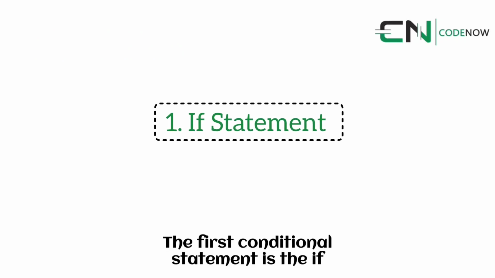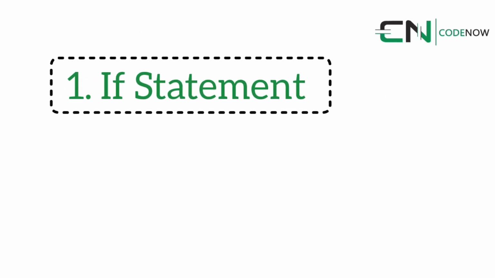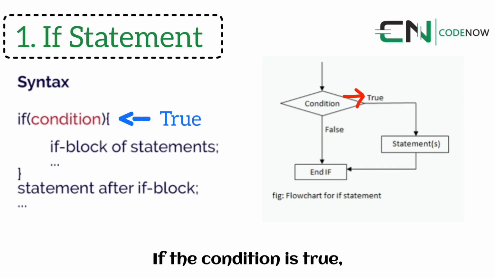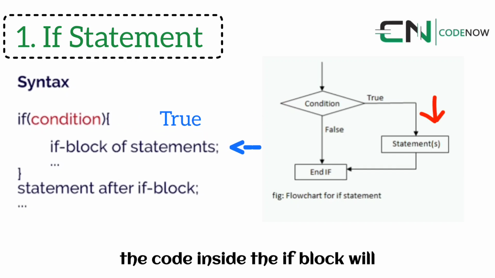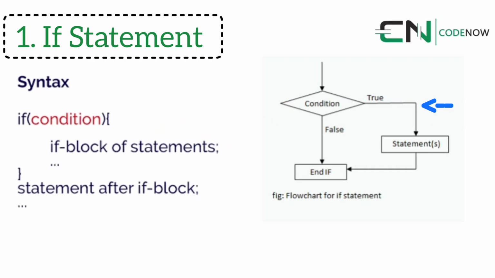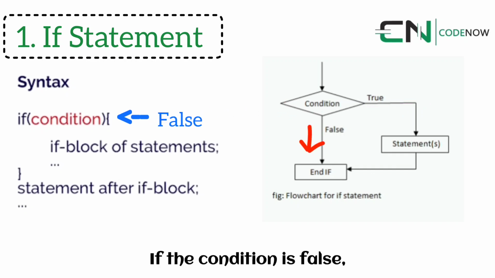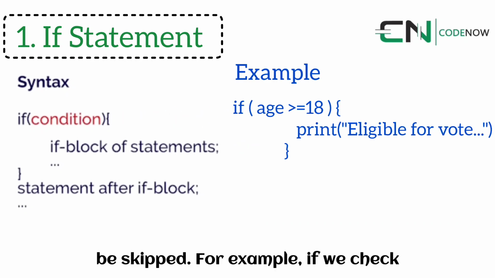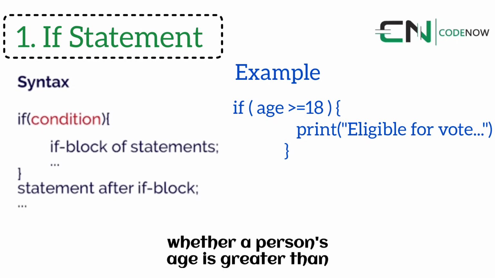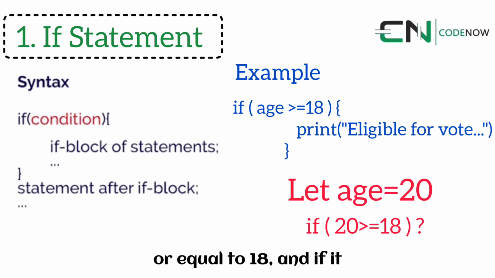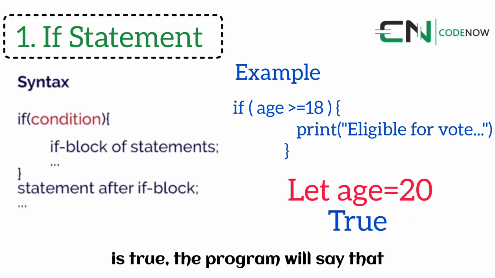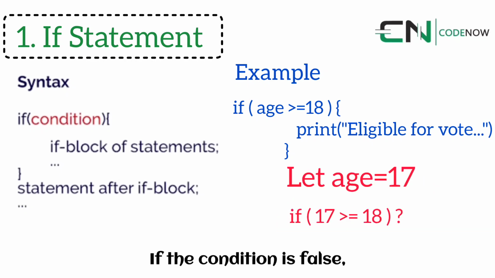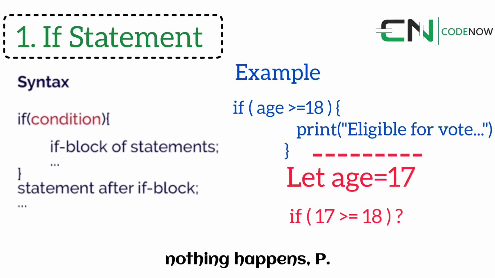The first conditional statement is the if statement. The if statement checks a condition. If the condition is true, the code inside the if block will execute. If the condition is false, the code inside the if block will be skipped. For example, if we check whether a person's age is greater than or equal to 18, and if it is true, the program will say that the person is eligible to vote. If the condition is false, nothing happens.